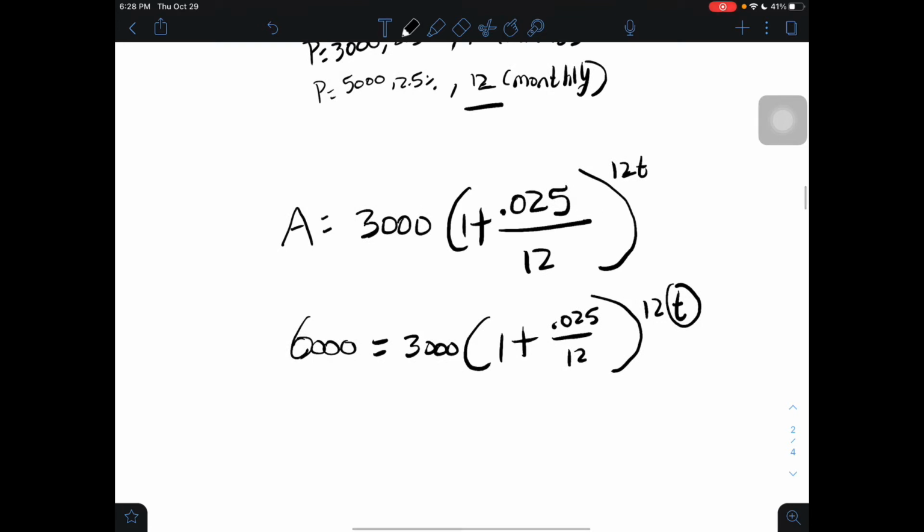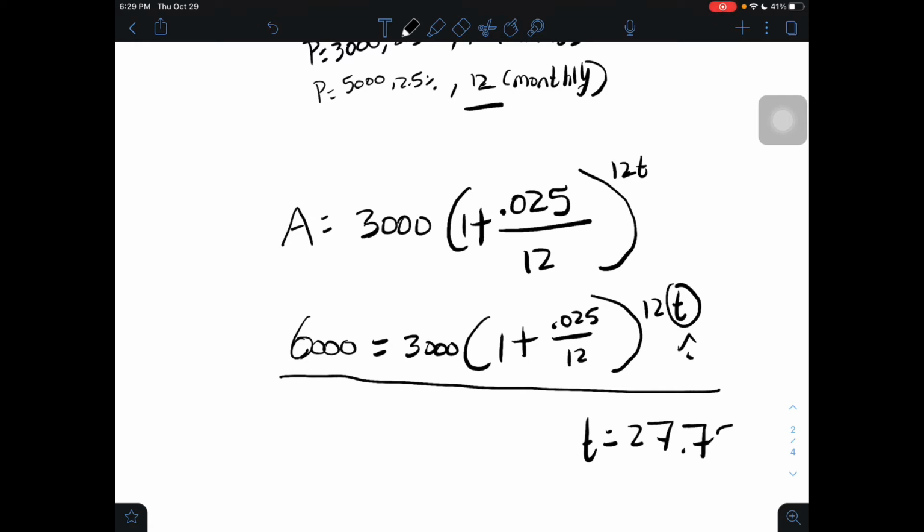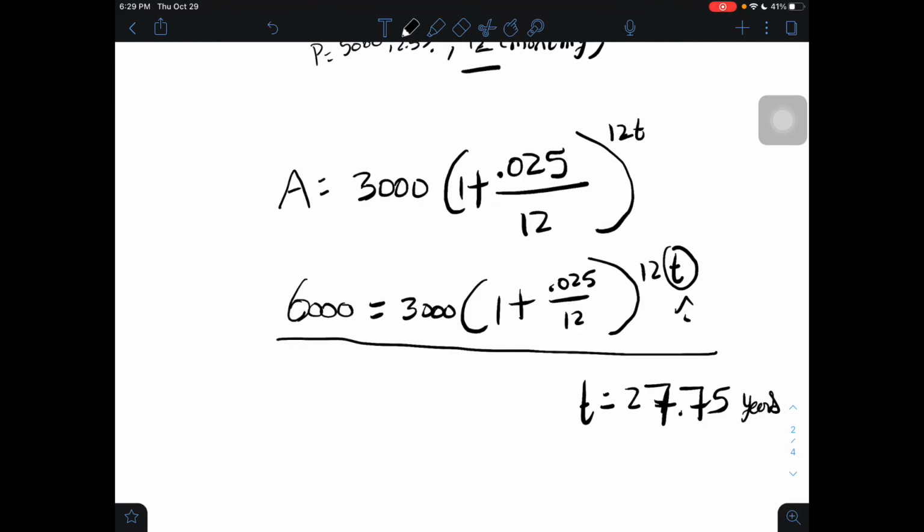So in this scenario, we're going to input this equation because we substituted all our values in. We're just solving for this variable t. And that variable is what's going to be our answer for this type of question where they're looking for the doubling time. In this scenario, t is going to be equal to 27.75 years. And I personally just like to round up, so we can just say t equals 28 years, around 28 years.